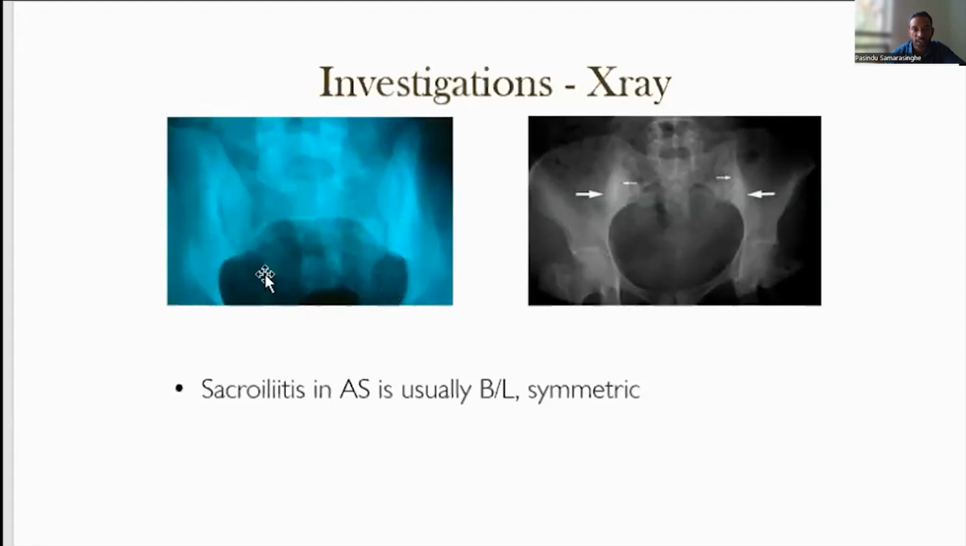So usually the changes are seen in the iliac side of the joint, so the iliac side and the lower part of the SI joint. So we take the SI joint, usually seen in the lower part and on the iliac side.